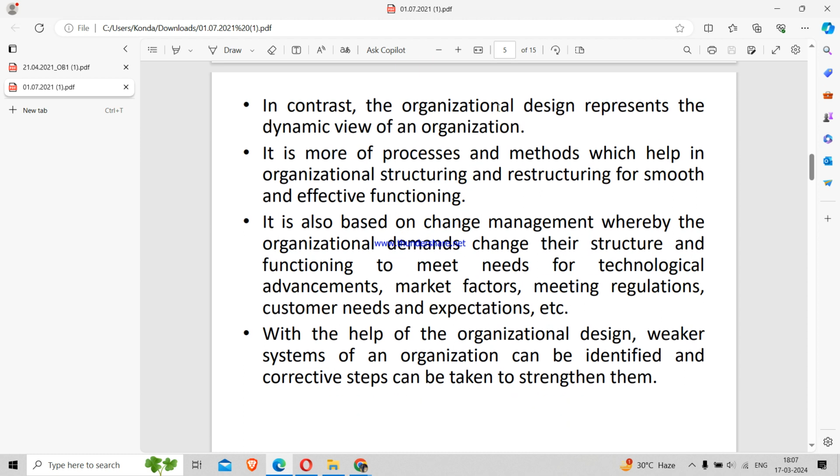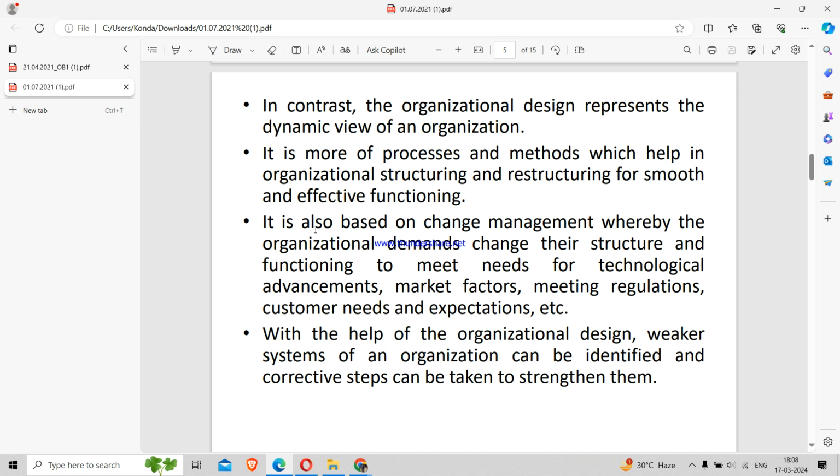So you can see the organization design represents the dynamic view of any organization. Basically, as I've told you, it represents the flow chart or the hierarchy in which the instructions need to be followed. Okay, so it is more of processes and methods which help in organizational structuring and restructuring for smooth and effective functioning. Of course, once you make this hierarchy and follow this flow chart accordingly, you can get the best structuring and best productivity.